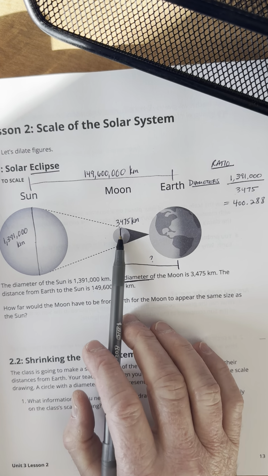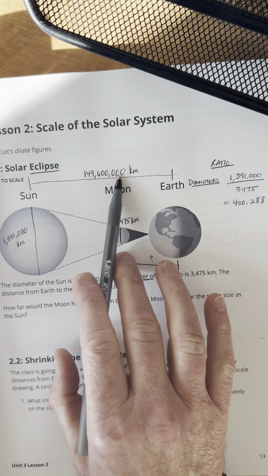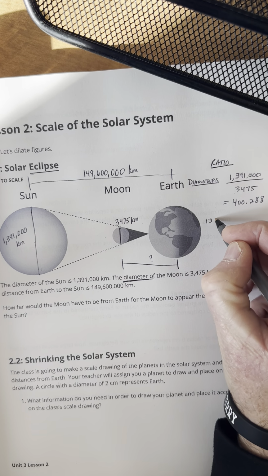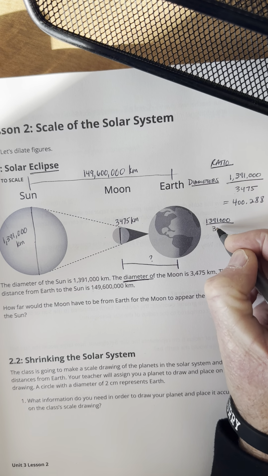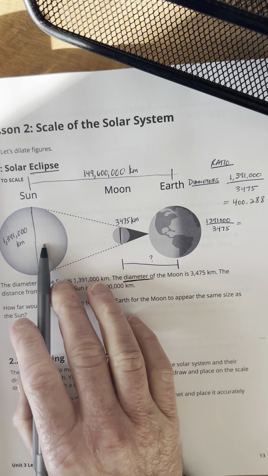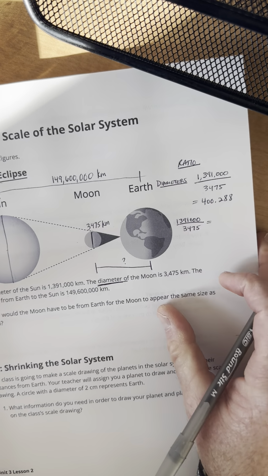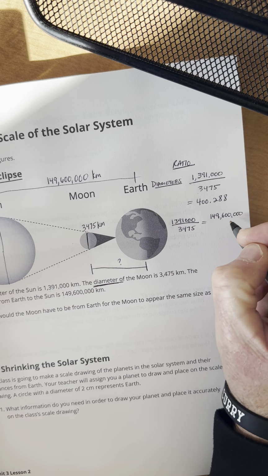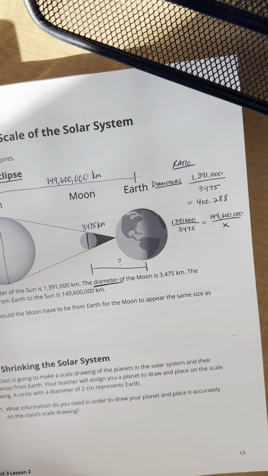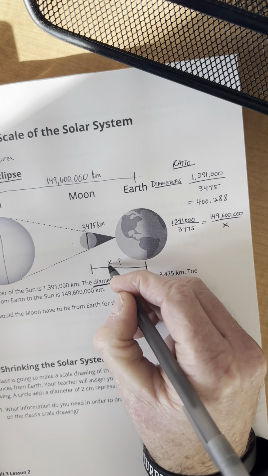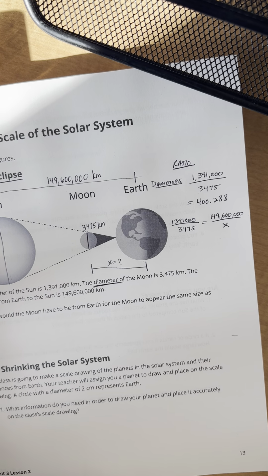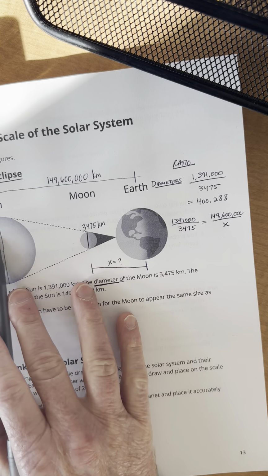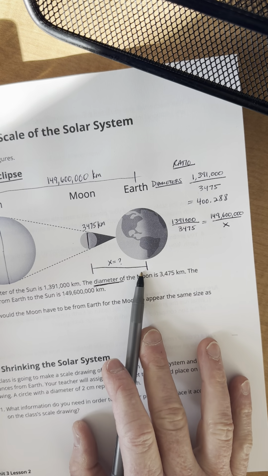Which means in order for the moon to eclipse the sun, it's going to have to be the same ratio up here. So you're going to say 1,391,000 over 3475 equals, right here, 149,600,000 over x. This is x. So we have to figure out this distance. It's going to be the same ratio, is what I'm trying to tell you. So this ratio is going to be the same as this to this.